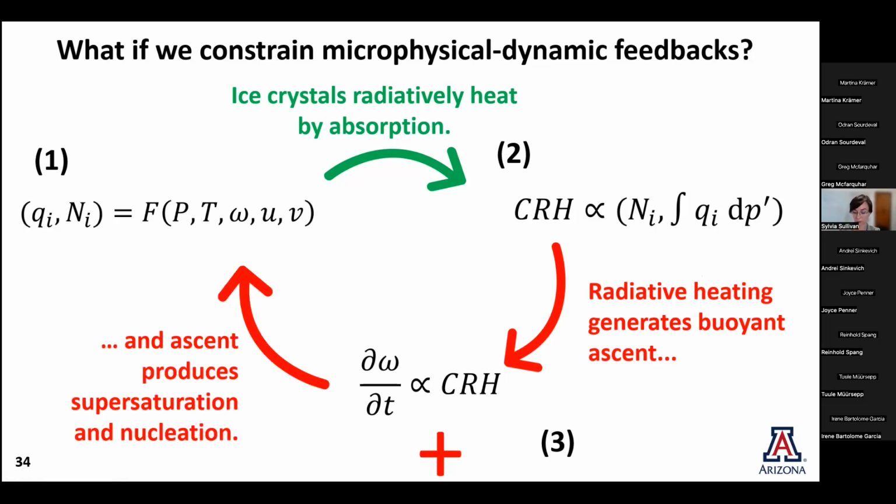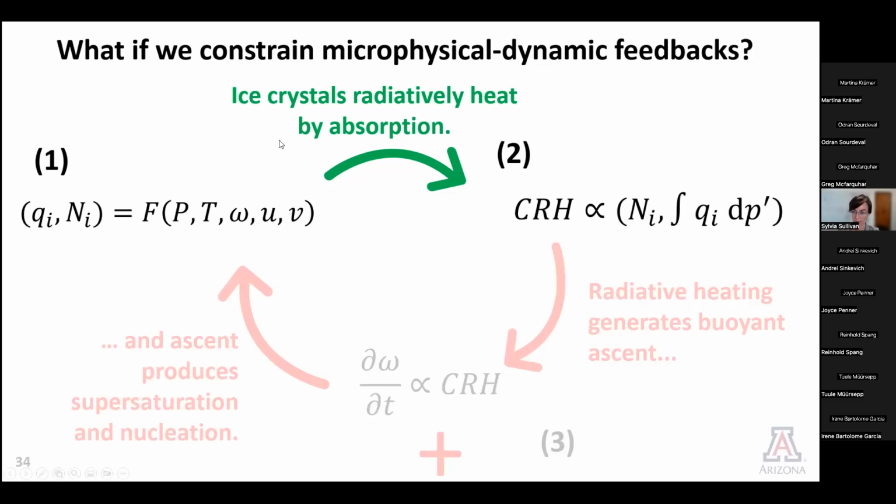And that further ascent will produce supersaturation, like I mentioned in the first part. And if we produce supersaturation, then we're feeding back onto nucleation, or we're further promoting nucleation. So we have this kind of positive feedback between ice formation and radiative heating. What we'd like to do then is look at the direct effect of ice formation on radiative heating and cut off this feedback of the radiative heating onto the flow field.